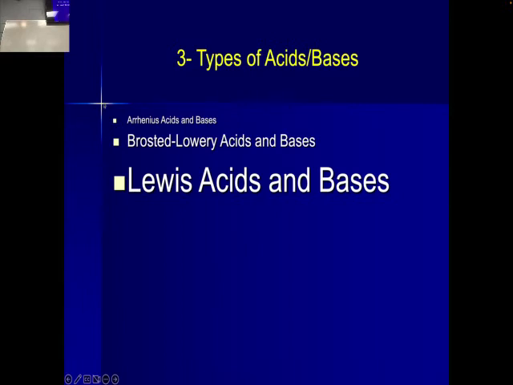Well, when we get into some organic chemistry, we realize that there are things that act like acids and bases that have nothing to do with protons. So it doesn't explain everything again.